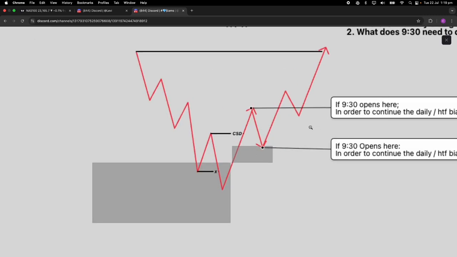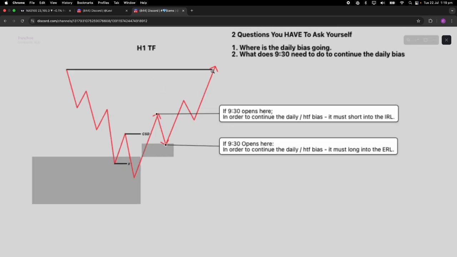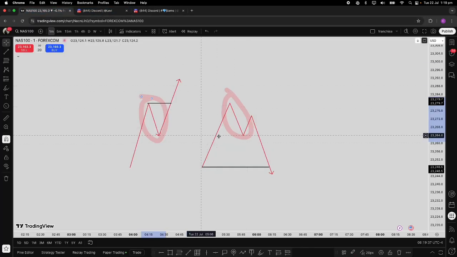This can be a trade. 9:30 opens here, short to the IRL. 9:30 opens here, you can long up. This is it. This is fractal. This can happen at any time frame. This could be a 4-hour time frame. This could be a gap. This could be daily time frame. The probability of this move happening, this retracement, is guaranteed.